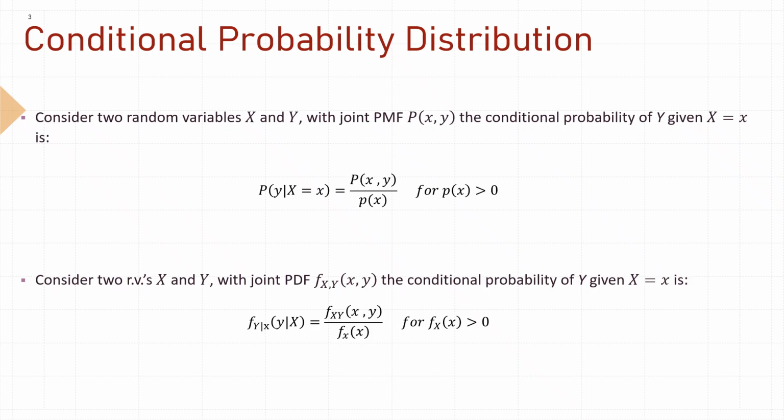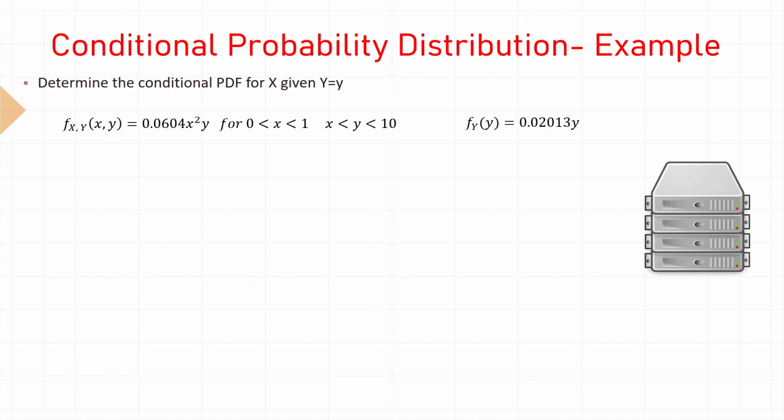x. It is important to note that conditional probabilities are normalized over the values of y, meaning the summation for discrete cases or integration for continuous cases of the conditional probability function of y given x over the domain of y equals 1. Let's go over an example together.